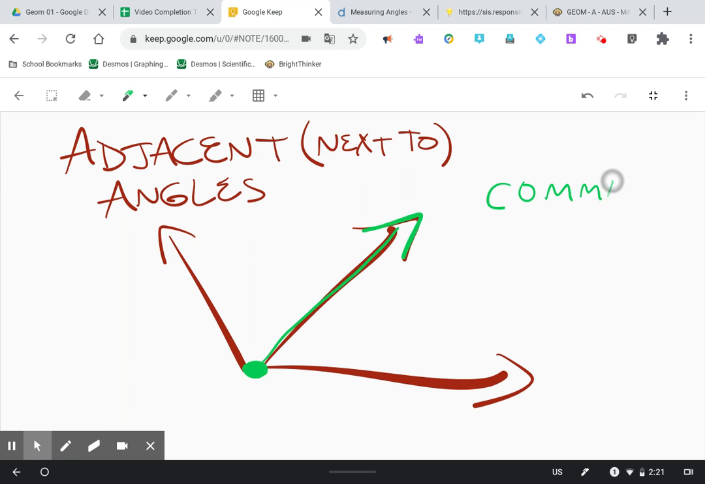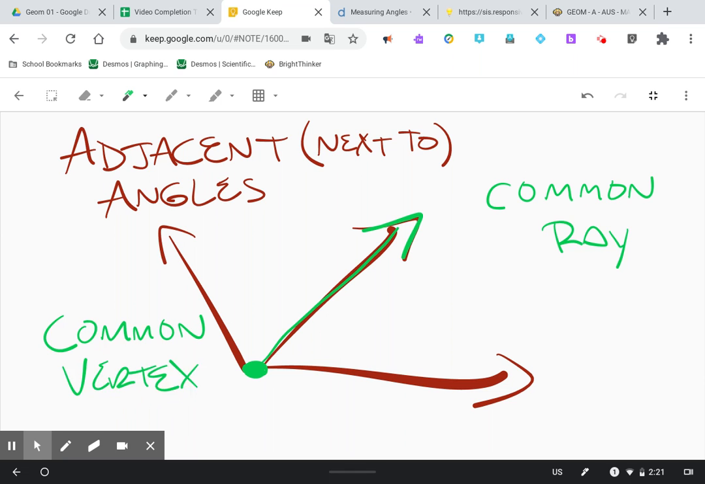Common ray, common vertex. So that's here and that's this. So actually get rid of those arrows.